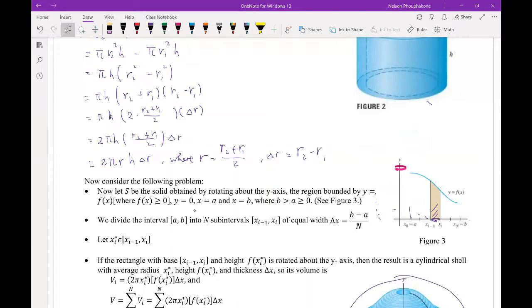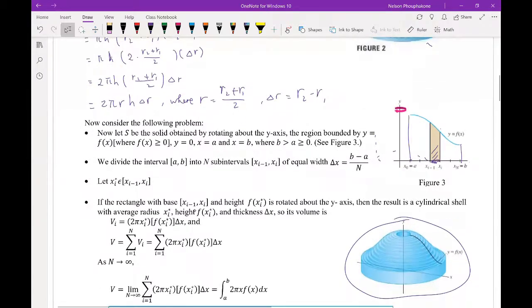So we would like to rotate it this way. Okay. And now we are going to divide the interval AB into n subintervals. So basically, in this case right here, we will have delta x is (b minus a) over n. Okay. And let x sub i star be an element in between x sub i minus 1 and x sub i. So in this case right here, we would like to select x sub i star here.